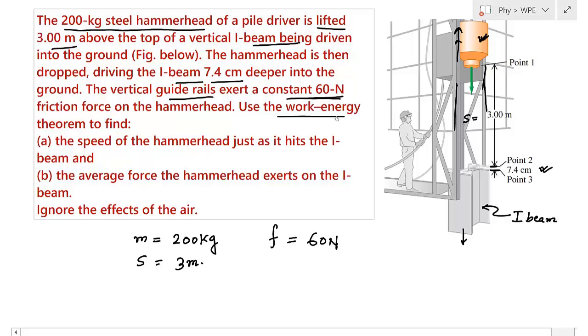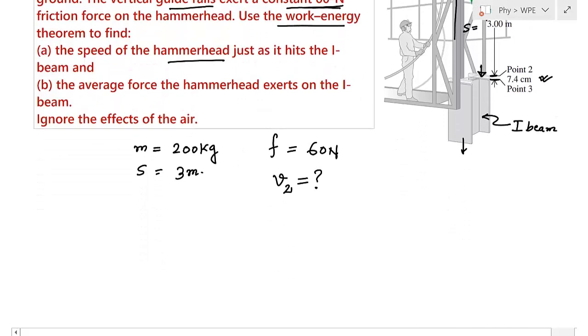Use the work energy theorem to find the speed of the hammerhead just as it hits the I-beam. So we have to find the speed of the hammerhead just as it hits the I-beam. That is point number 2. This is the initial situation, and when this hammerhead falls, it is going to collide with the I-beam. First it will collide at point number 2 and then it will push the I-beam inside the ground. So we have to first find the velocity at point number 2. Let's call this velocity v2. Let us first calculate this and then we will discuss the second part.